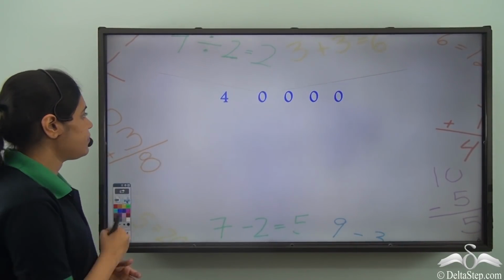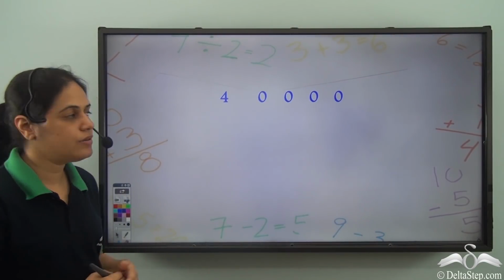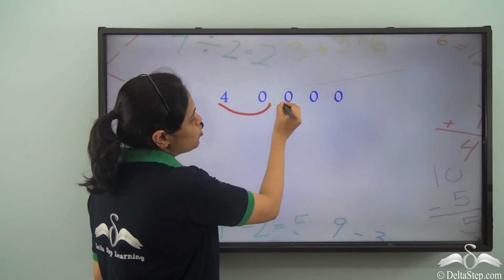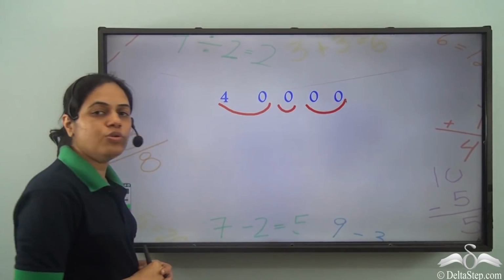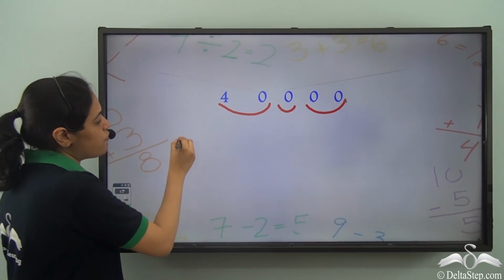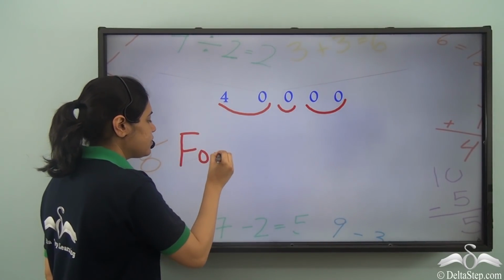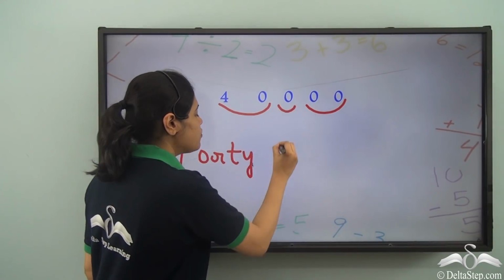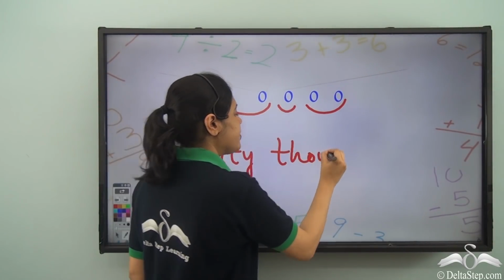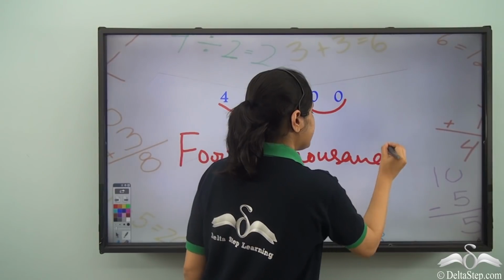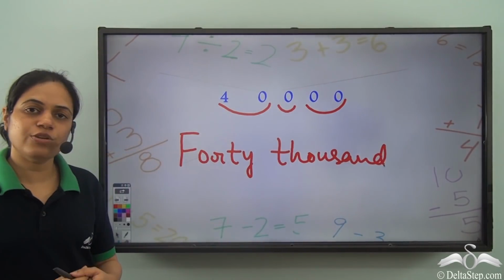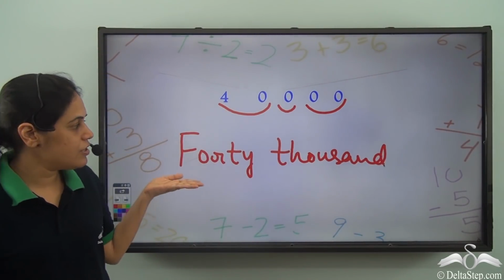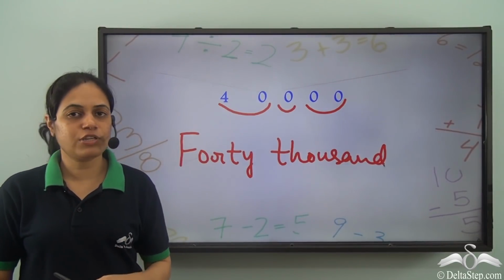52,008. What about this number? So once again, 2, 1, 2. So this is 40,000. And then the rest are all zeros, so I don't need to write them. So the number name is 40,000.